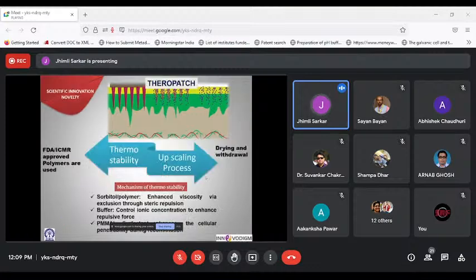Now, this is the intricate science of how we are doing this. We are using sorbitol polymer, which is FDA and ICMR approved. All the ingredients we are putting here are FDA and ICMR approved.